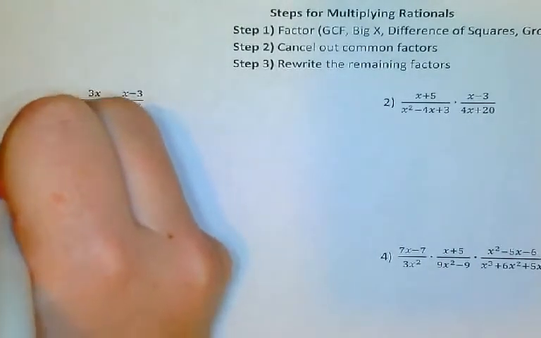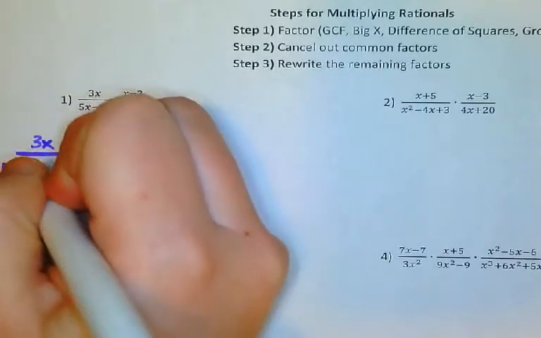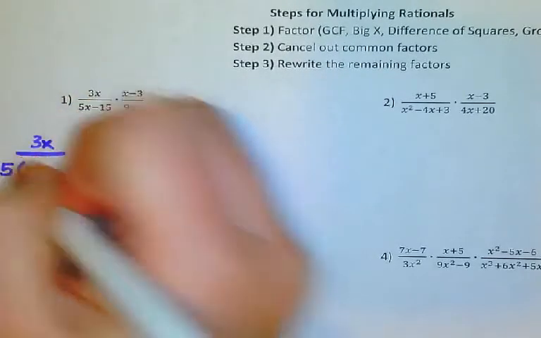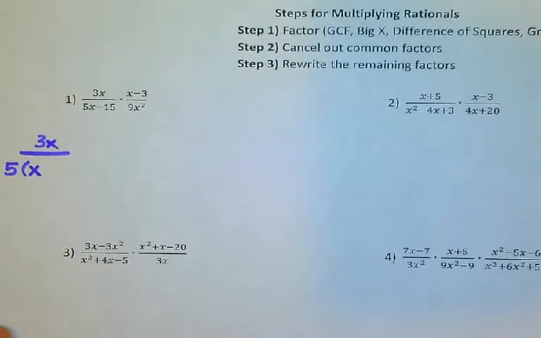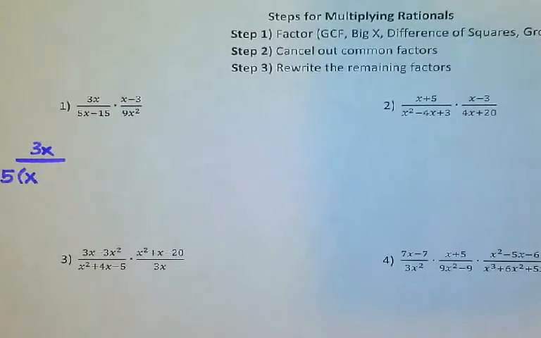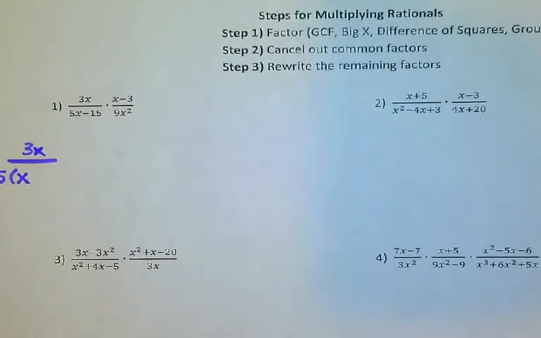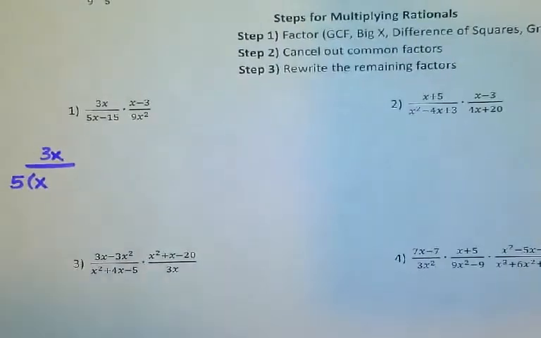Alright, 5 goes into 5x once, so we're going to be left over with just an x. Alright, so basically what we're doing, let me get a pencil because this is a little smaller. Where'd my pencil go? All my markers are rolling away. Okay, there we go. Got my pencil.